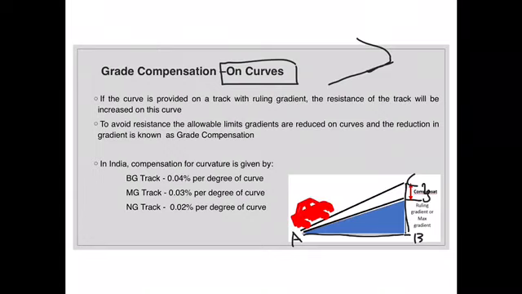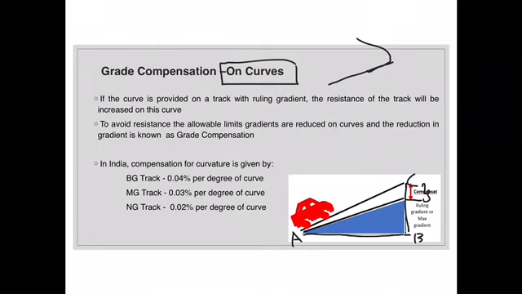This is to reduce the resistance caused to the movement of the train at the curves. So now, what is the amount by which the grade has been reduced? That we will call the grade compensation. So how much needs to be compensated?